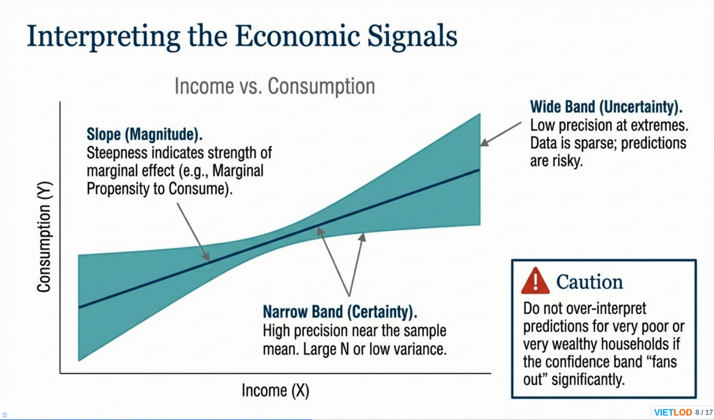This signifies high certainty and precision in our predictions, as we have a robust amount of data points near the sample mean. Conversely, at the extremes of the income spectrum, the band widens considerably. This wide band signals significant uncertainty, indicating low precision where data is sparse, making predictions for very low or very high income households quite risky.